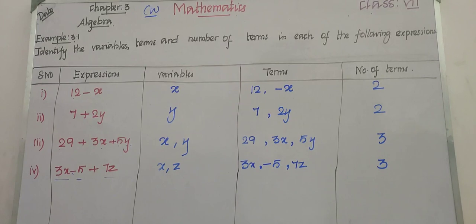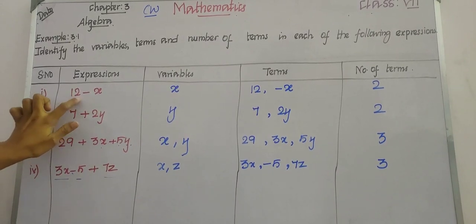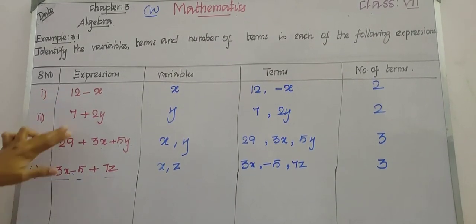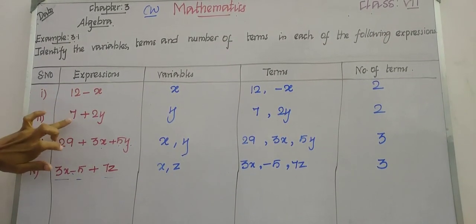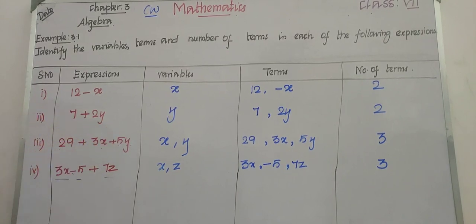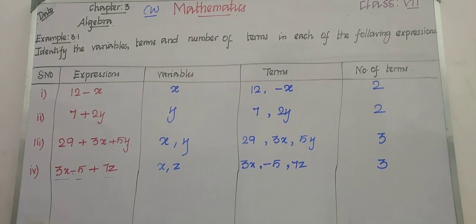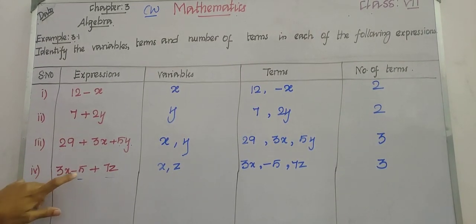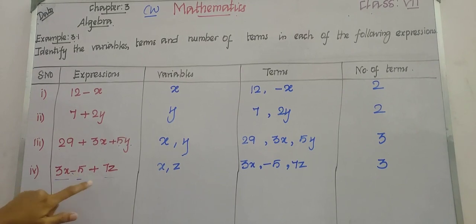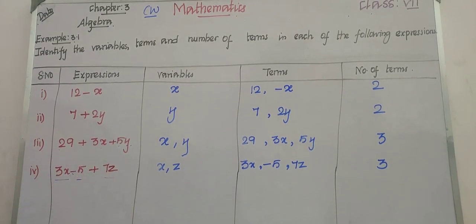So very easy, right? Simply, variables means English alphabets. Terms means the terms are separated by symbols like plus and minus, right? See, here x is a term, and here minus x is a term. And here 7 is a term and 2y is a term. And here 29 is one term, 3x is another term, and here 5y is another term. And here 3x is one term and minus 5 is the next term. And then the third term is 7z.